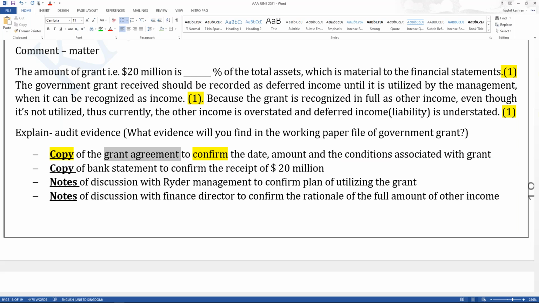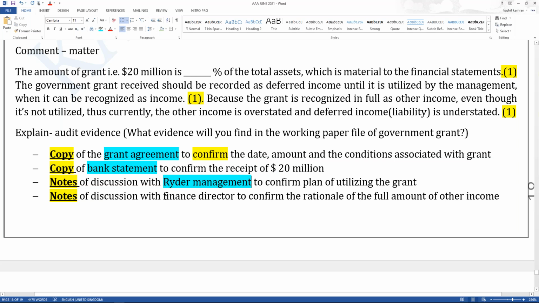Notes of discussion with rider management. With whom you had a discussion? You had discussion with rider management. So rider management is the source. So I hope you all agree that the yellow is the working papers. Let me do the coloring again. The yellow is the working paper. The grant agreement again is the source. The bank statement is the source. The same colors I can use over here. The discussion with rider management is the source. Sorry, rider management is the source.